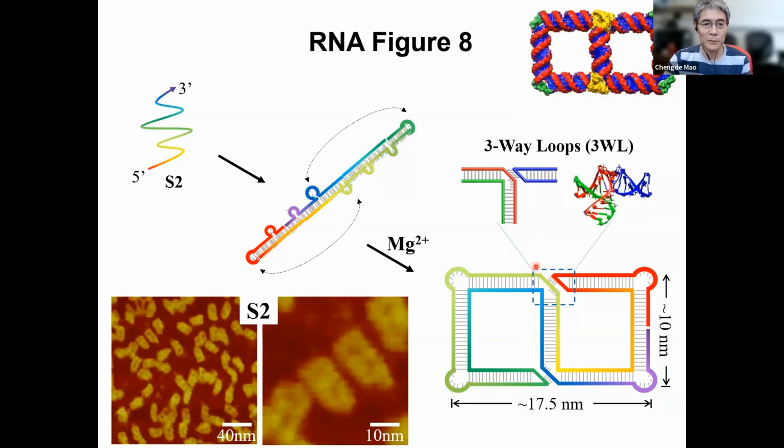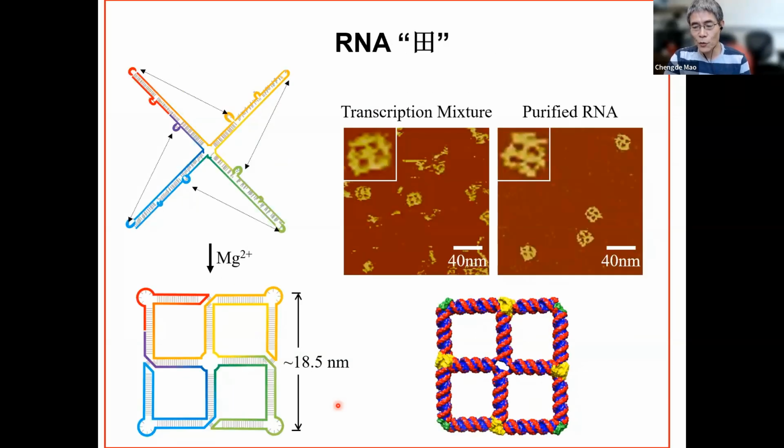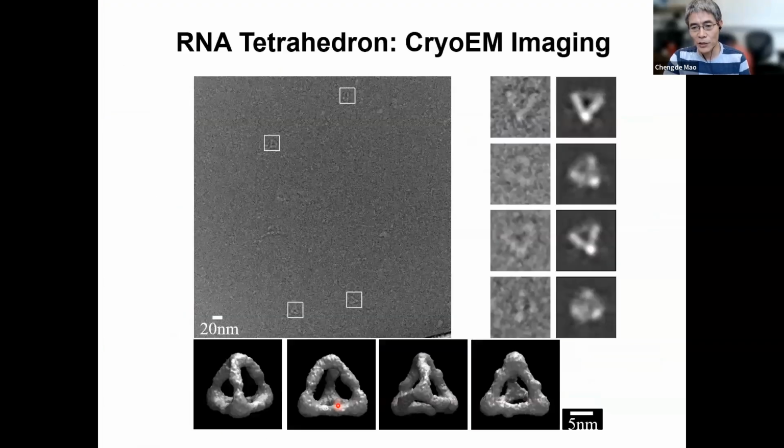So you can also make this form the figure 8 structure. So you form this figure 8 structure here. Then they form the flower structure, or the four-square structure, or the tetrahedron structure, all built by RNA. So here I want to point out this one is a co-transcriptional process.